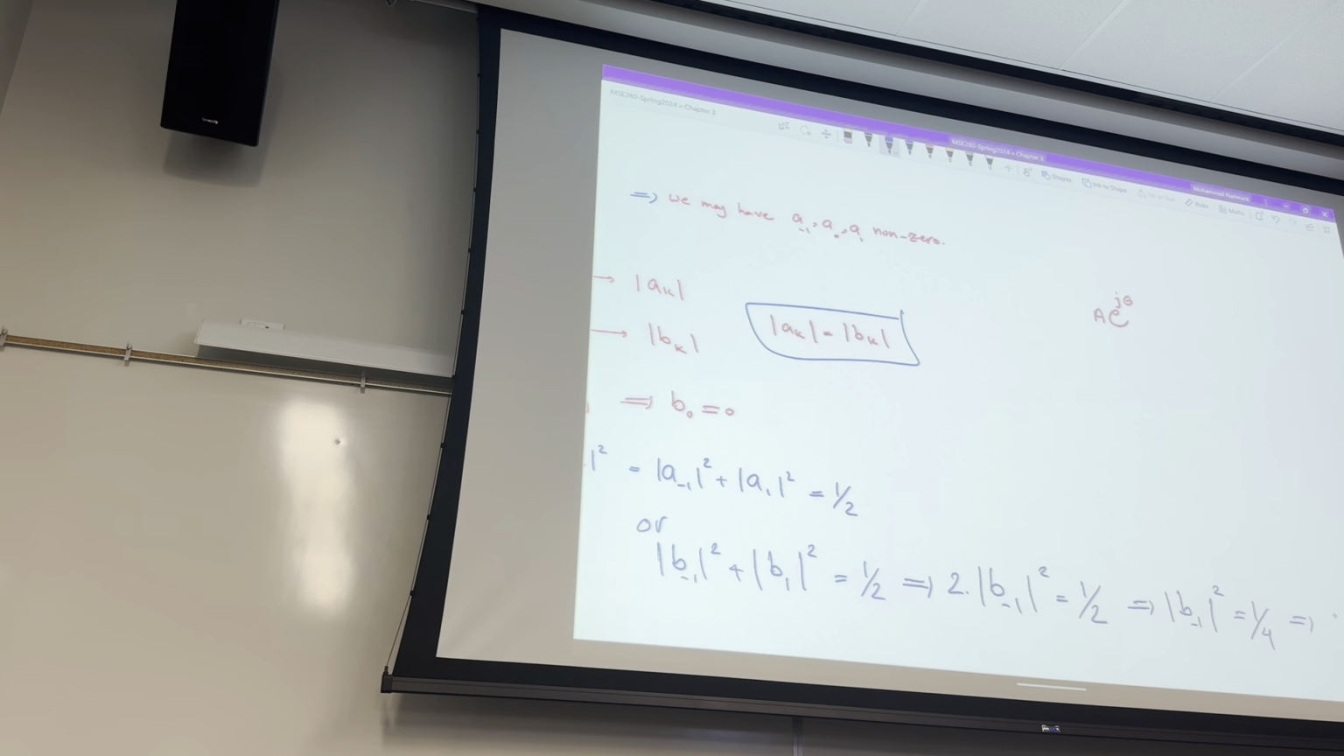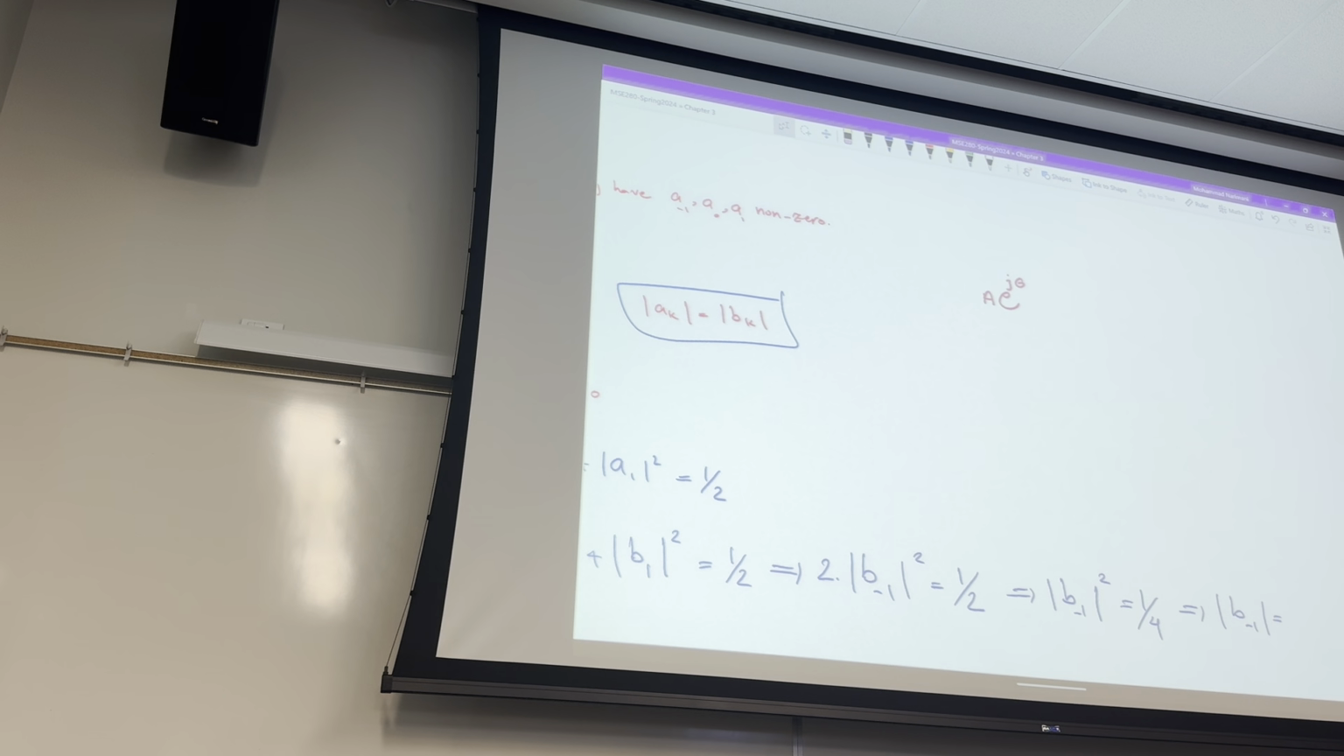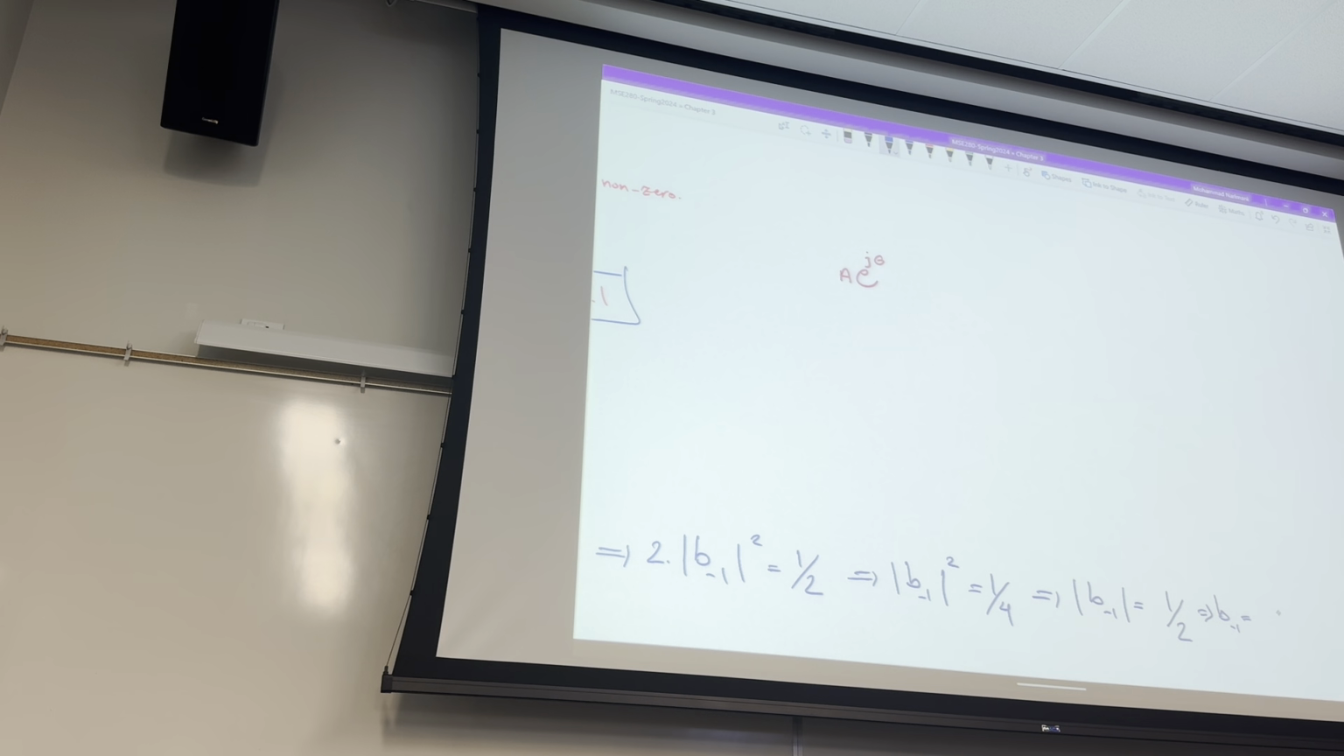And b minus 1 is equal to 1 over 2. So if b minus 1 is 1 over 2 in magnitude and it is pure imaginary, what I can say is that b minus 1 is negative 1 over 2j. A minus.